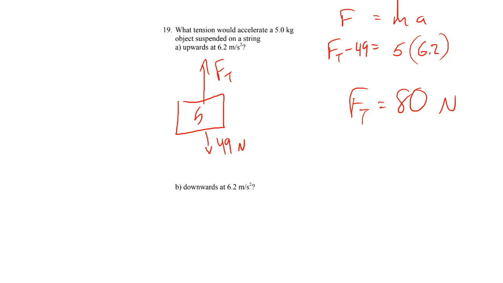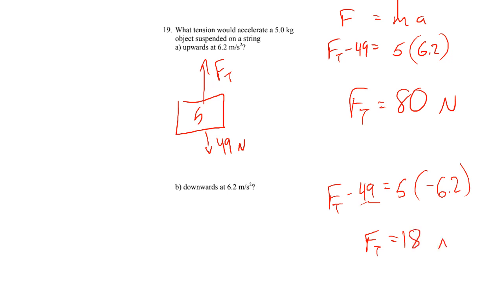What about downwards? It's going to be a similar idea here. Ft minus 49 is equal to 5, but this time your acceleration is going to be negative, because your acceleration is pointing the same way as gravity, so it's got to have the same sign. So 5 times negative 6.2 and then plus 49 is equal to 18. This should make sense, because if you want to pull it upwards, you're going to have a stronger force of tension than to just let it slide downwards.